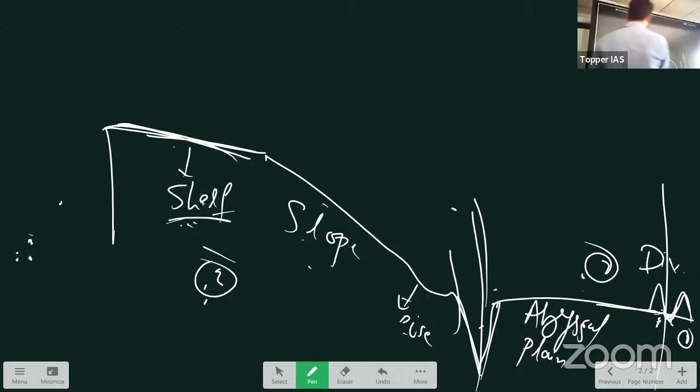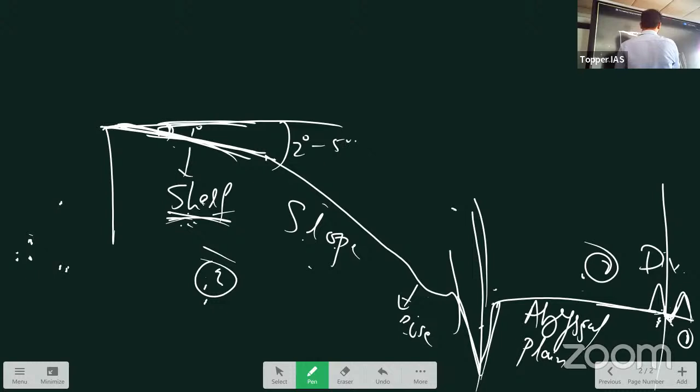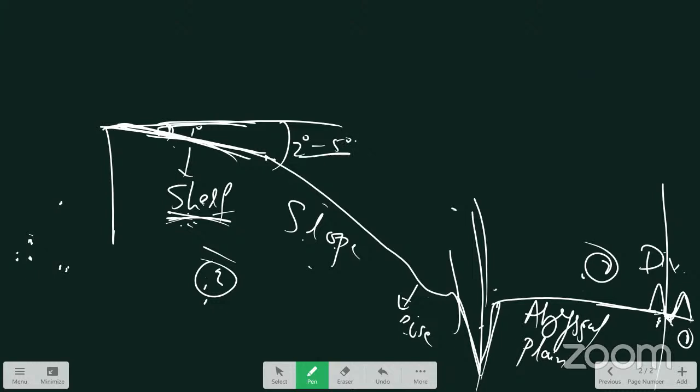So let's discuss the shelf a little bit. What is the shelf? It is the first part of the ocean floor, right? It is attached to the landmass, so its variation is less. The degree of variation is the slope. The slope of the shelf is less than 1 degree, and here the variation is between 2 degrees to 5 degrees for the slope. Correct? So that's why its depth is also less.